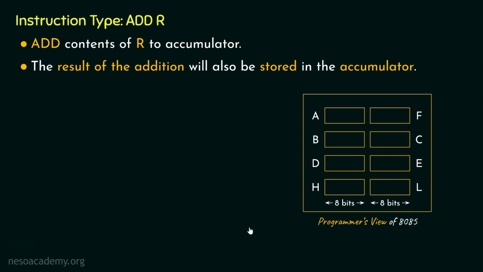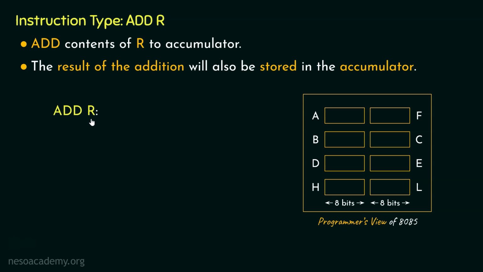So following this, in our incomplete programmer's view of the 8085 microprocessor, we are now going to include the flag register as well. Do remember this, all the different arithmetic instructions are going to affect the content of the flags register. Now we already have seen what the ADD R instruction type does. Let me now show you the different variations of this instruction type.